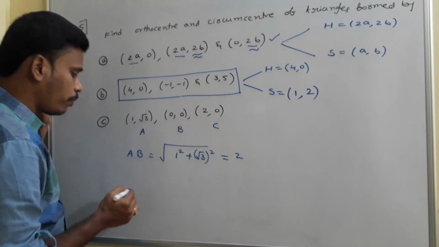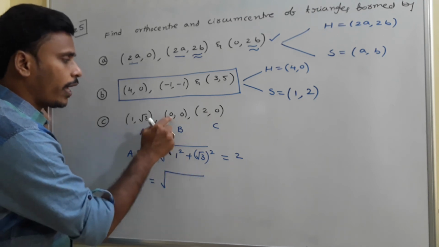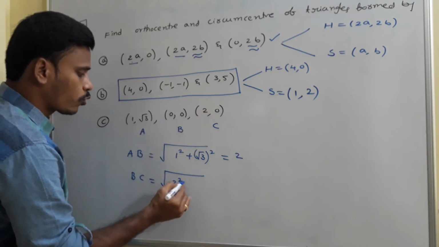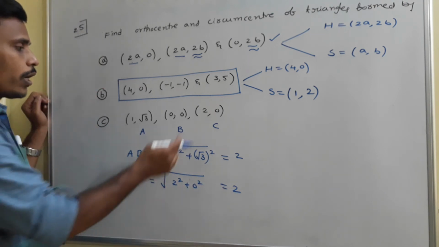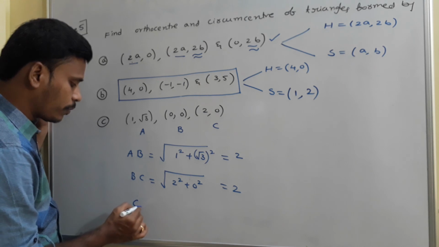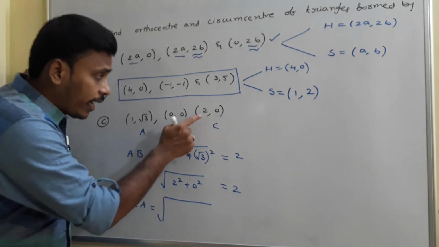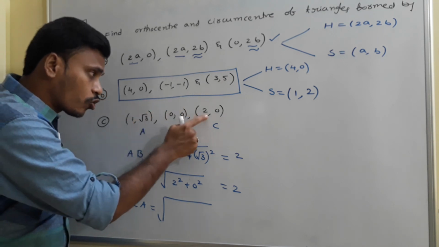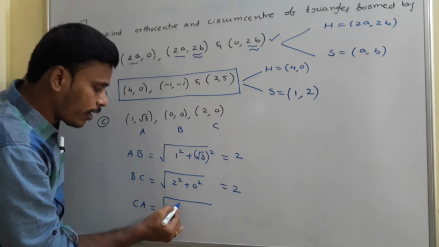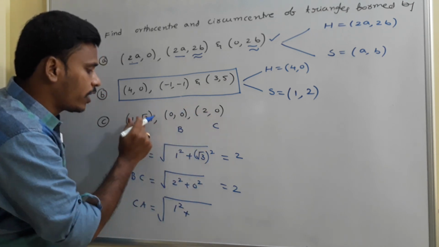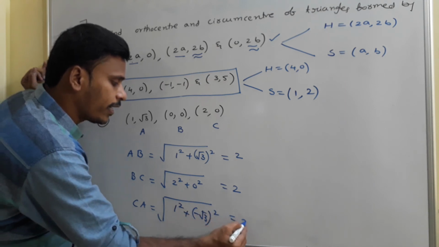Then what do you say about BC? So BC is equal to square root of (x2 minus x1), so 2 squared plus 0 squared, and directly it is 2. Then what do you say about CA, distance between C and A? Square root of, again, x2 minus x1. This is 2, this is 1. So 2 minus 1 is 1, 1 squared plus (0 minus root 3), so minus root 3 whole squared. So again it is 2.